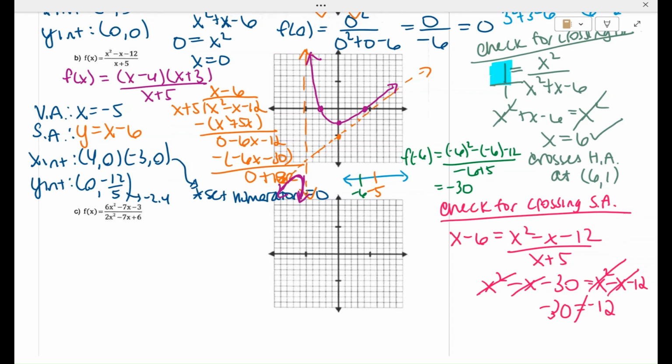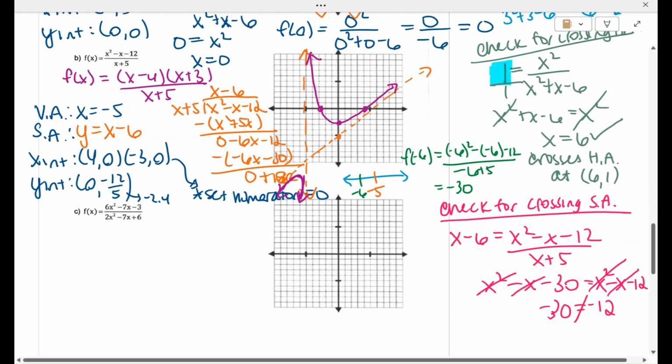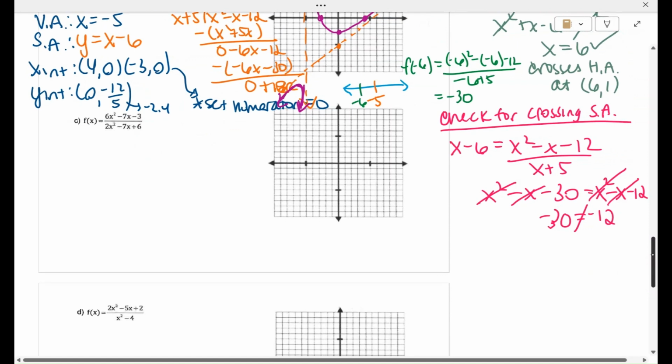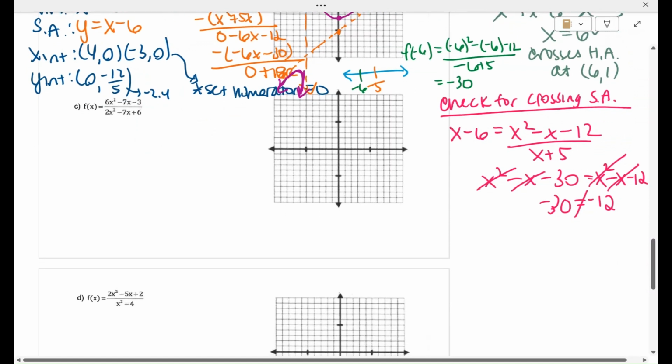Okay, and then we pause, and if you need to rewind or see this problem again, go ahead and do that. Otherwise, if you're ready for part C, I'm going to show you what a graph looks like with a hole, because that's the last thing we haven't talked about yet. Okay, so we're going to do part C together, and this will be our last example together, and then I can have you guys try part D and part E.